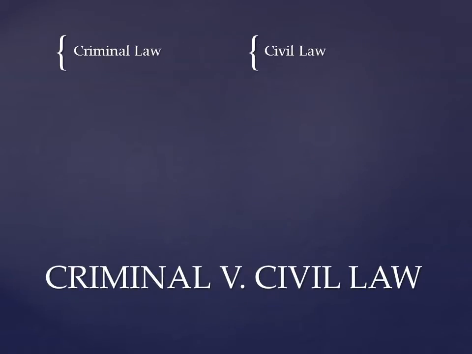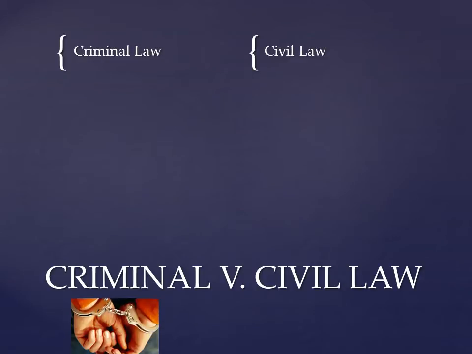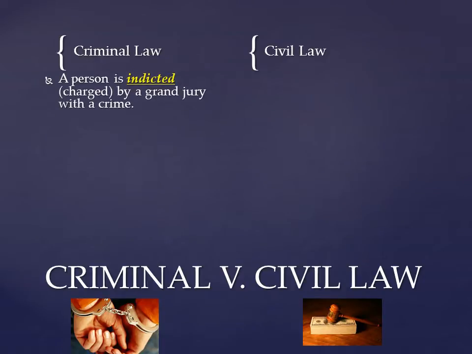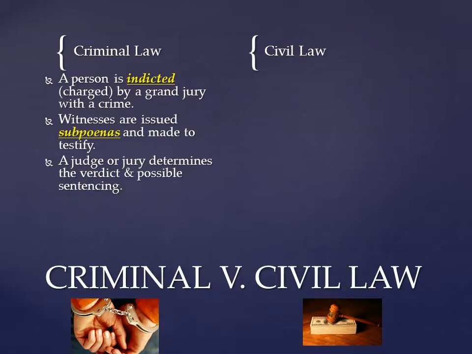Whether it is a federal courtroom or a state courtroom, they both have the ability to try either criminal cases or civil cases. A criminal case is a case in which a person has been indicted or charged with a crime by a grand jury of their peers. In turn, witnesses are issued subpoenas and made to come before the court and testify about what they know. A judge or a jury may determine the verdict and possible sentencing for the defendant if they are convicted.